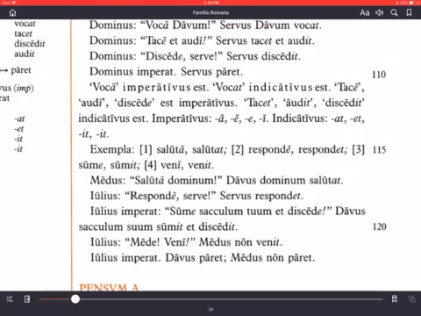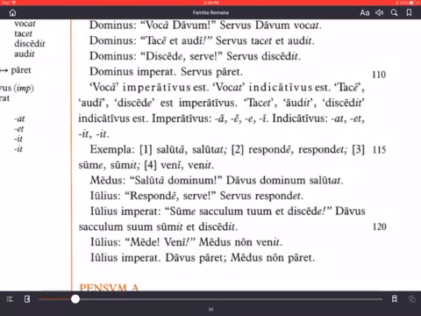Julius says, Mede, veni. Mede, come. So notice he doesn't say Medus because that would be a nominative. He says Mede because he's talking to him. And then he says veni, the command imperative form, come. Medus non venit. Medus does not come. If you remember in the story, this is because Medus has already run off with his master's money. So he doesn't come when his master calls him.